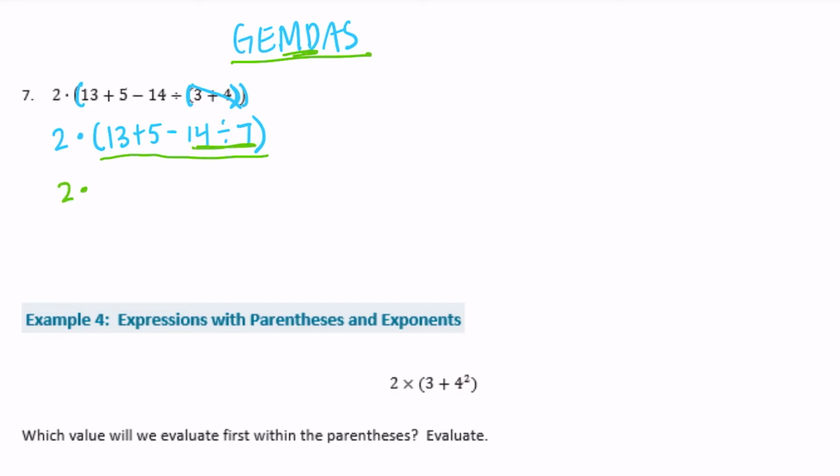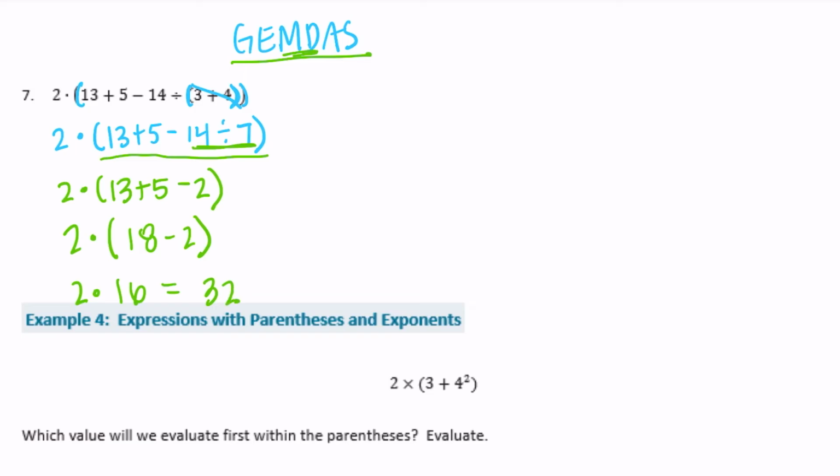So we have 2 times 13 plus 5 minus 14 divided by 7 is 2. And I'm just going to keep going. So 2 times, let's see, now we just have addition and subtraction left, so I'm going to solve it left to right. 13 plus 5 is 18 minus 2. 2 times 18 minus 2, we're not going to need the parentheses anymore, is 16. And 2 times 16 is equal to 32.